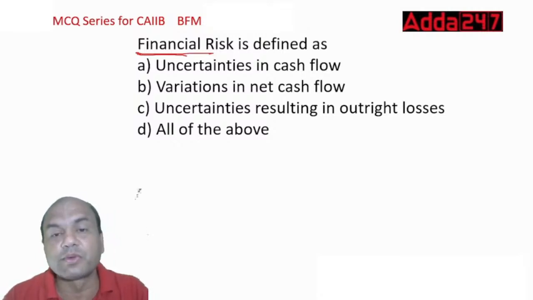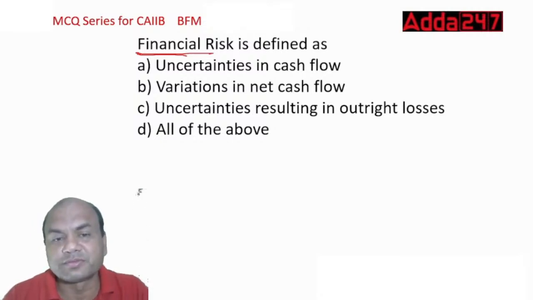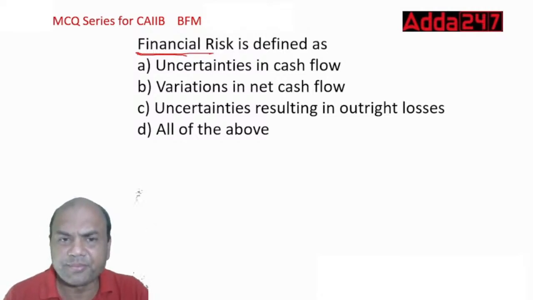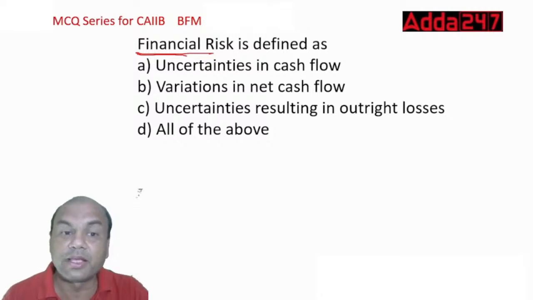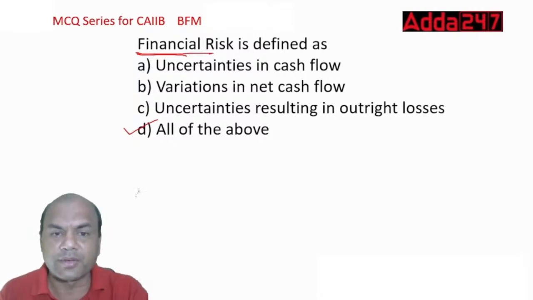Uncertainties in the cash flow. Is it a financial risk? Variations in the net cash flow. Uncertainties resulting in the outright losses. Which one is the correct one? What do you think? Let me see. How many of you have typed this? Is it A, B, C or D? It is D. Correct? D. Correct? Okay.